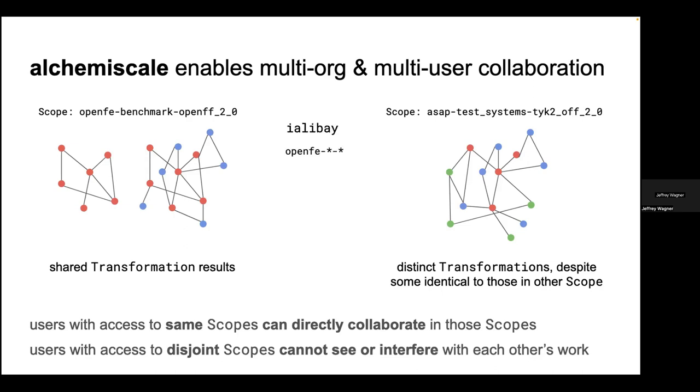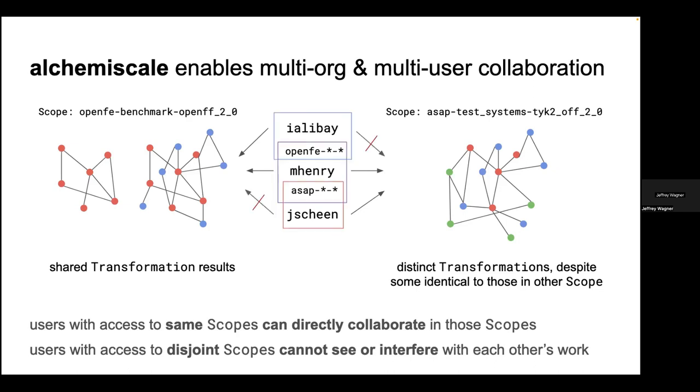So as an example, if I'm Irfan over there, he has access to the OpenFF star star scope, so he can hit anything within OpenFF, create whatever he wants in that, as long as it matches his pattern. And then let's say we also have Mike Henry, who's not here, and Yanka, who's somewhere around here. Mike Henry has access to these two here, and Yanka has access to just the ASAP scope. Yanka and Mike can collaborate over here. Mike and Irfan can collaborate over here. But Irfan can't even see the ASAP stuff, and Yanka can't even see the OpenFF stuff.